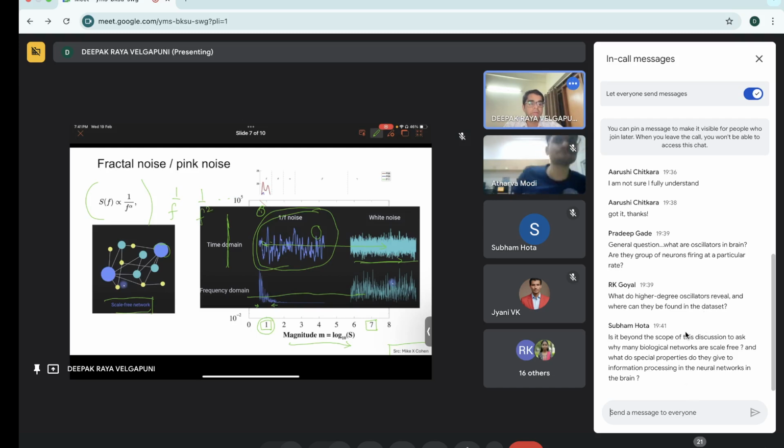Shubham has asked another similar question, but more specific. He's asking, what special properties do they give to information processing in neural networks in the brain?